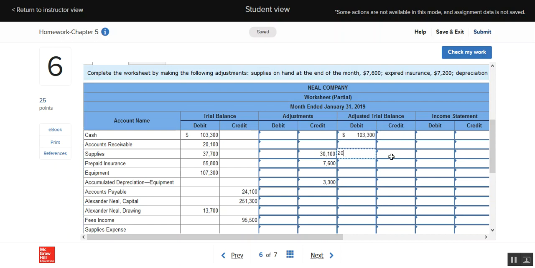The same goes with accounts receivable. We didn't make any, whoops, I'm down in the wrong box. We didn't make any adjustments to it, so it should be the same balance. All right, now we get to supplies. We had $37,700 debit, a $30,100 credit, so a debit and a credit offset. So take the debit, subtract the credit, that gives you $7,600, and that balance should go in the big side. So this works just like a T account. Take your debits and your credits, they offset, and the balance is the big part. And then that says we have an adjusted trial balance in our supplies of $7,600.